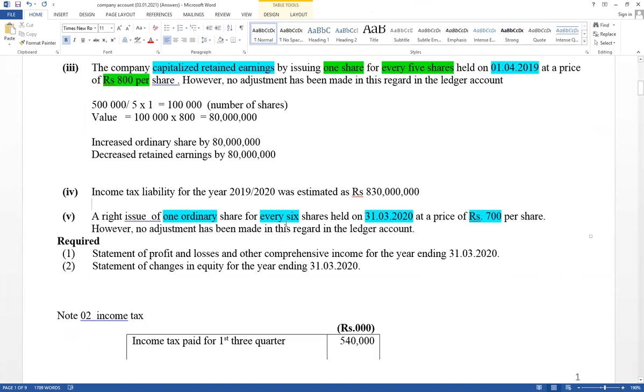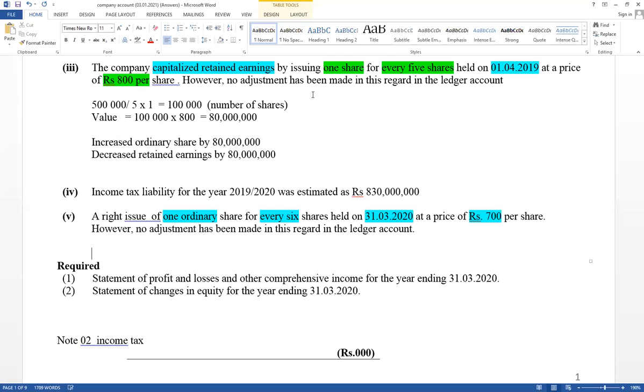Additional 5th one, think about. Right issue 1 ordinary share for every 6 shares held on 31st March 20. Now it has given end of the year right issue. Per share price is given 700. However, no adjustment has been made in this regard.